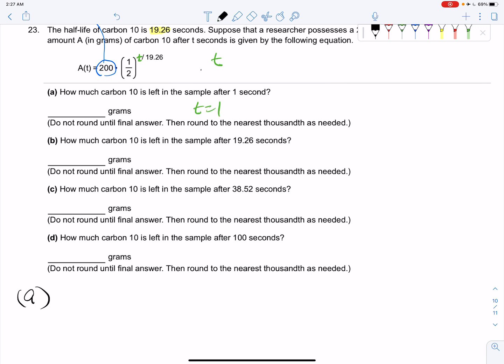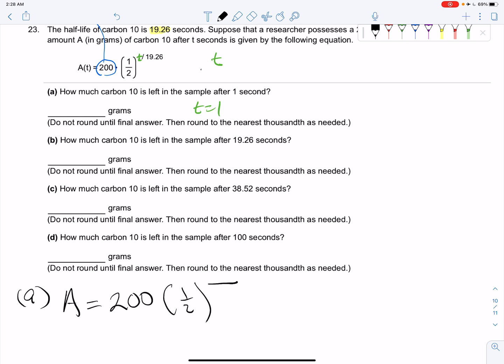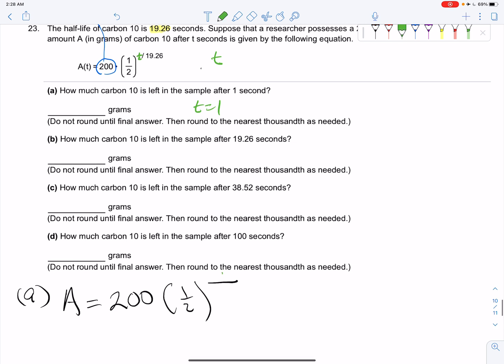So if I was going to use that formula down here, which they gave to us, let's use it. Starting amount of 200 grams of this substance times a base of half raised to the t. So for after 1 second, this is all over 19.26.